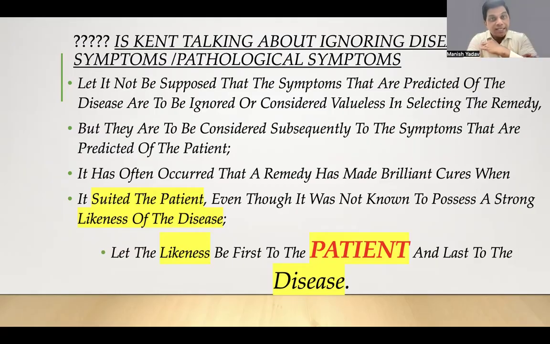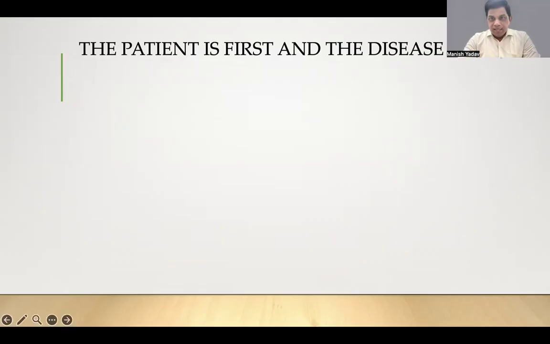Understand what soil he has come from. What is the soil? Past history, family history, miasmatic traits. Understand those things first. What disease was suppressed? From where did the metastasis of the disease happen? That is what Kent is trying to explain. The patient is first and the disease is last.